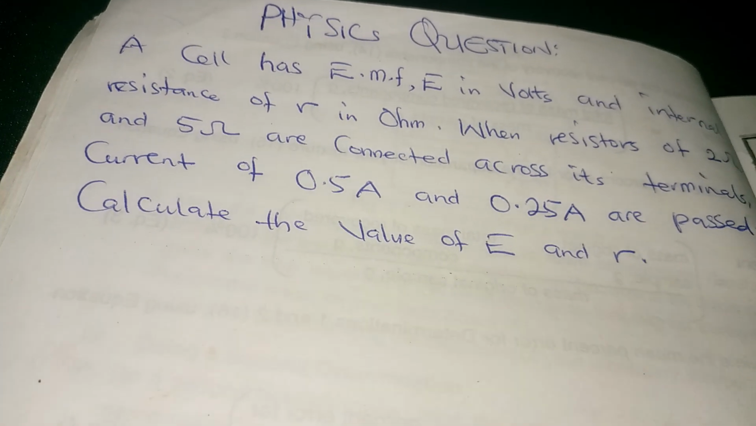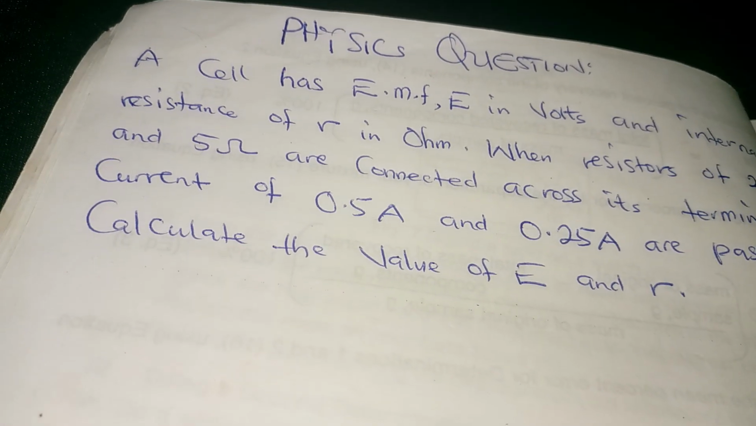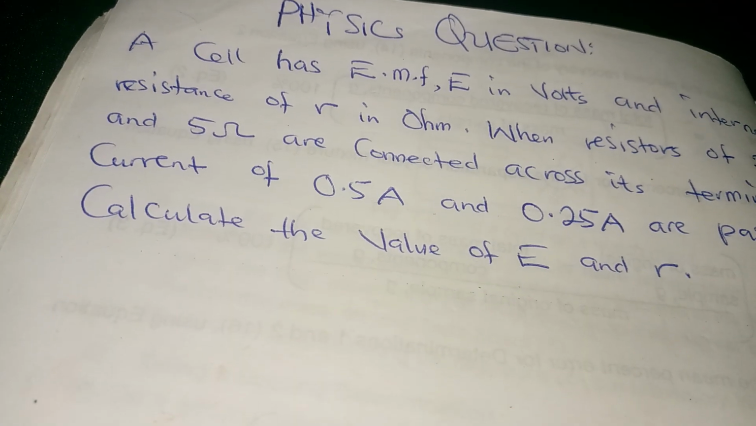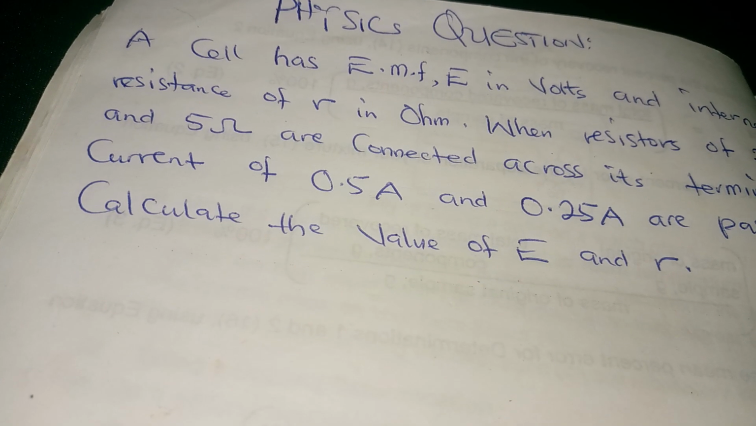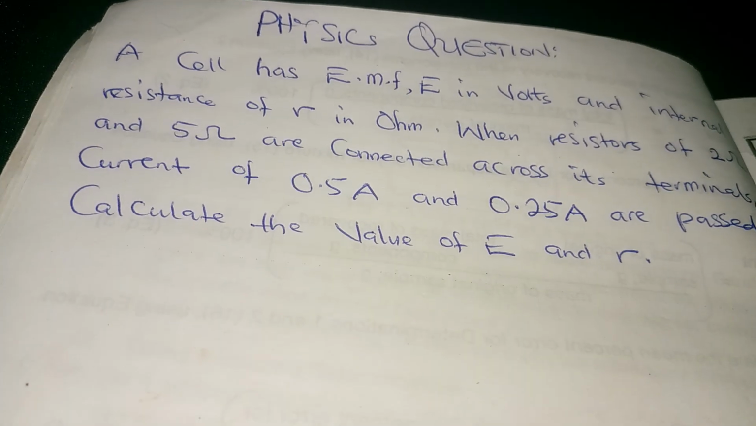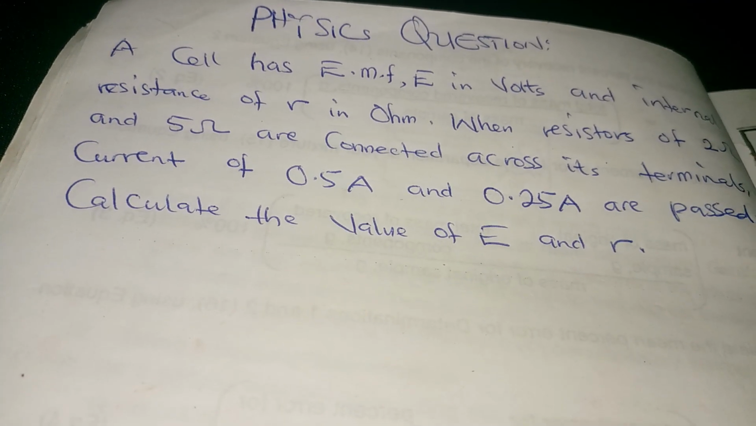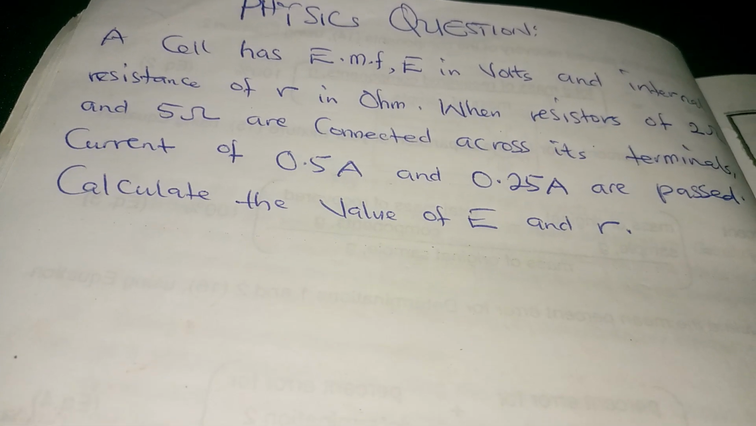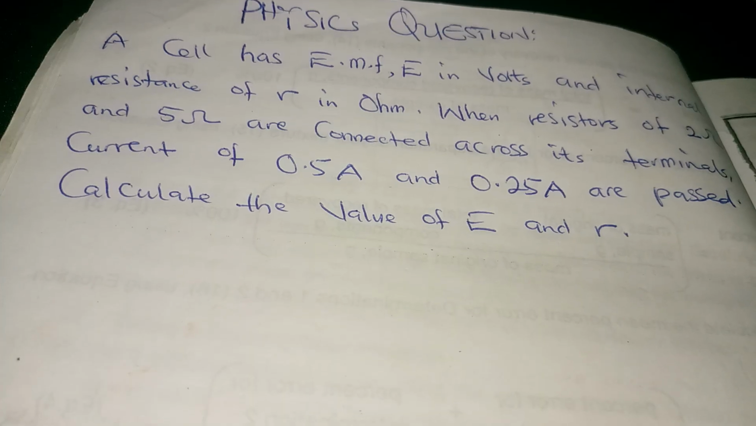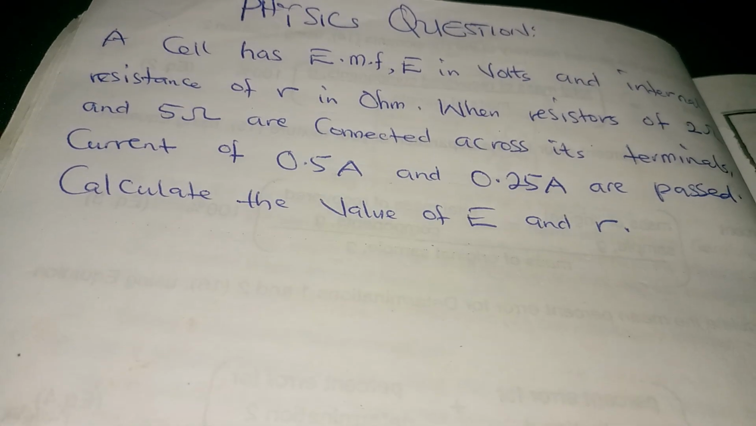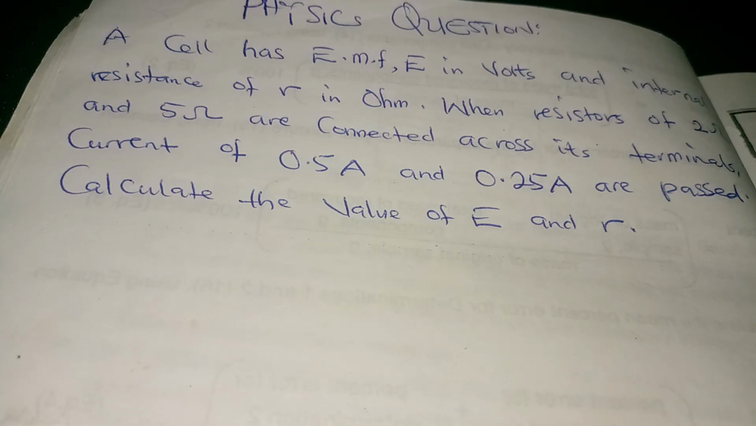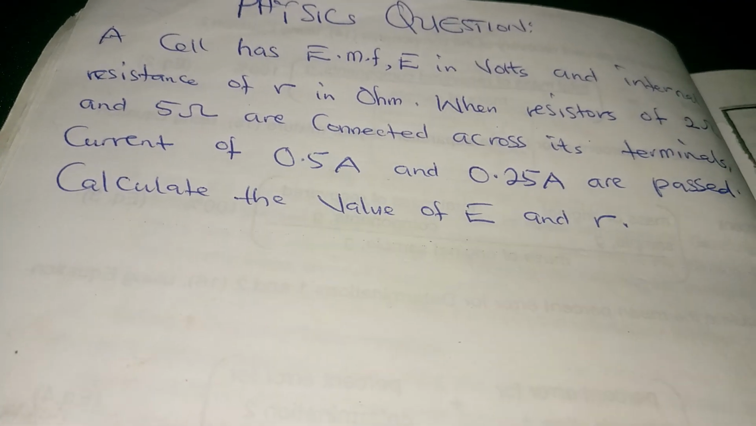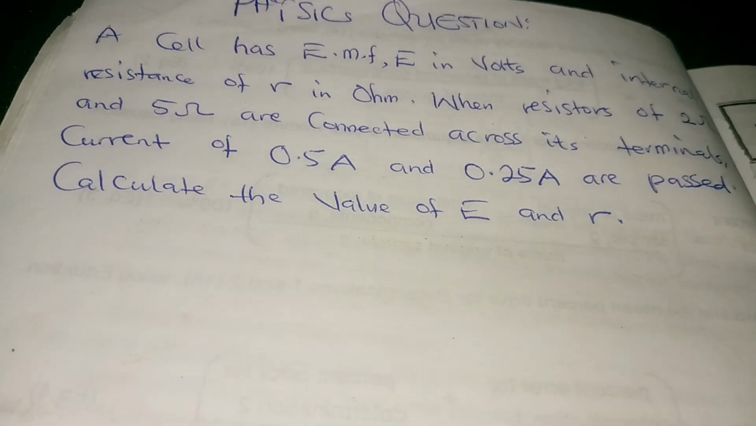Let's look at this question. The question says a cell has electromotive force E in volts and internal resistance of R in ohm. When resistors of 2 ohms and 5 ohms are connected across its terminals, current of 0.5 ampere and 0.25 ampere are passed. Calculate the value of E and R.